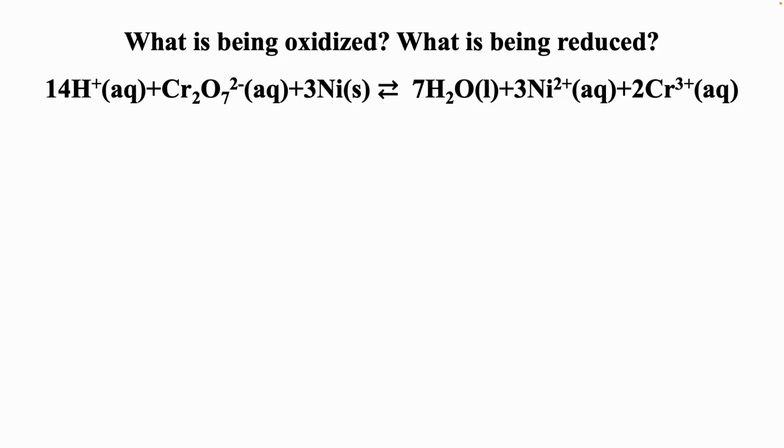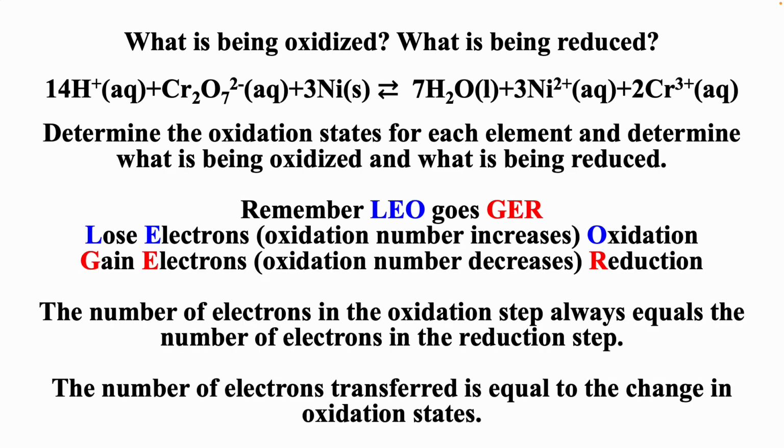And so what is being oxidized, what is being reduced? Looking at this reaction, it looks kind of complex. When you're asked this type of question, the first thing you have to do is figure out the oxidation states of each of the atoms. And again, remember, LEO goes GER: lose electrons, oxidation; gain electrons, reduction.